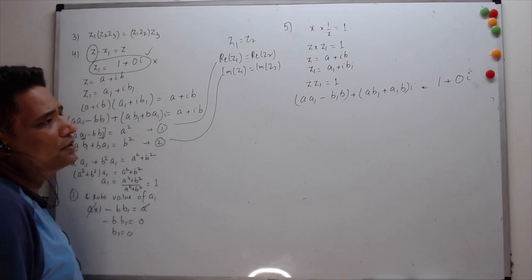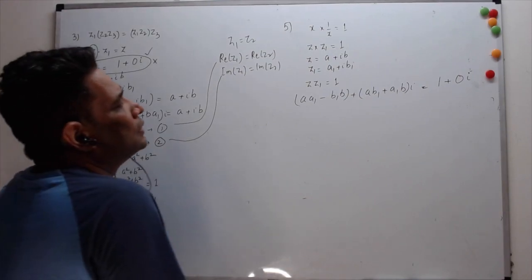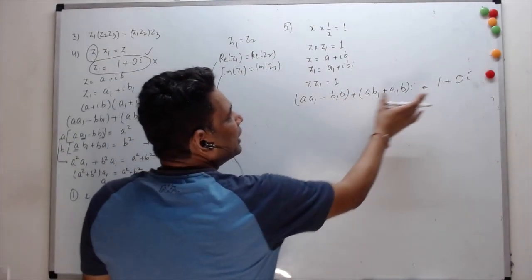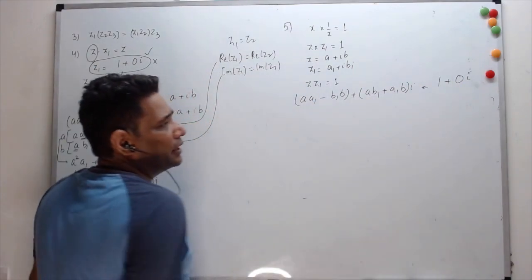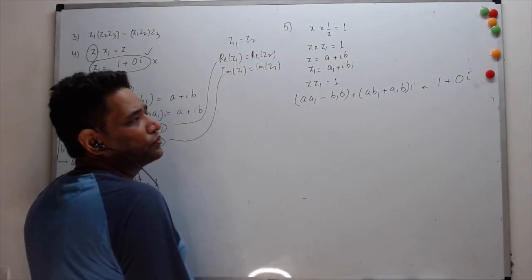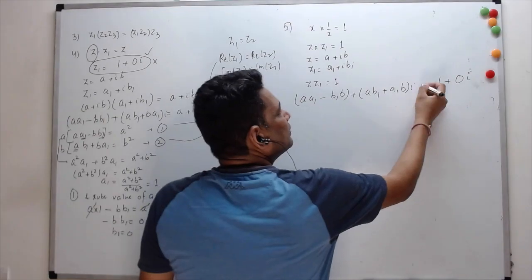1 can always be written as 1 plus 0 times i. And now I can compare the real and imaginary parts again, because there is an equality in between.